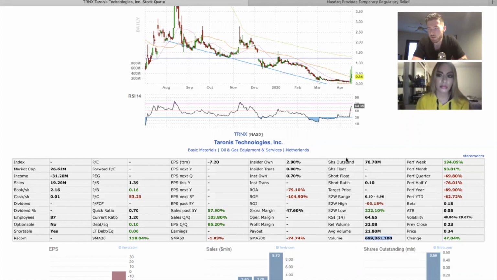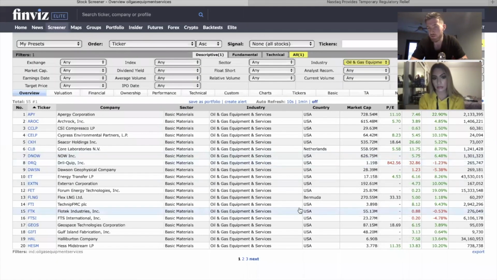Now, if you're a person that doesn't want to jump into the thing that's already been moving really far, then you want to find that next upcoming play. So a good thing that you can do here is what I like to do is I click right here on the oil and gas because that's what TRNX is. And it's going to show me the similar stocks related to that same industry.